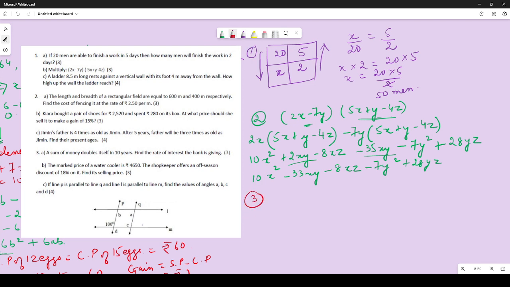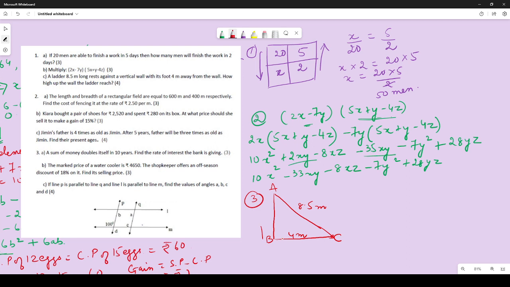A ladder is 8.5 meters long. Let us say this is the vertical wall and this is the ladder, right? So the ladder is 8.5 meters long. The vertical wall, we have to find the height of the vertical wall. This is 4 meters away. I know it does not look diagrammatically correct. This is just a representative diagram. So 4 meters away from the wall. So this is where the foot of the ladder is. That means this distance is 4 meters long. Let us name this triangle as A, B, C, right?